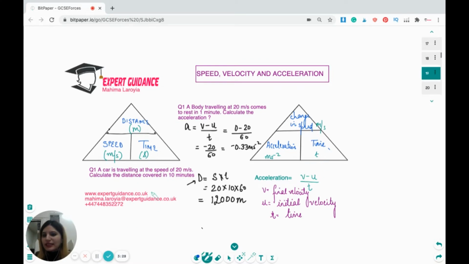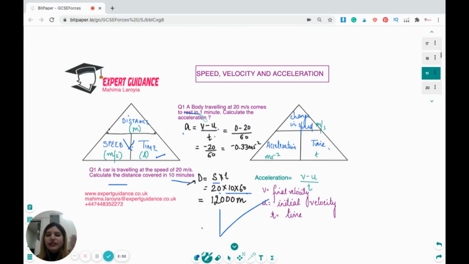All right, now let's look at the first question. They have given you the speed and the time is in minutes. But our triangle says that the time has to be in seconds. So we times 10 by 60 to get the time in seconds. And the formula is distance is speed into time. So we do 20 meters per second times 10 times 60, and we will get the distance of 12,000 meters. For the acceleration question, we know acceleration is final velocity minus initial velocity over time. In this case, the body comes to rest.